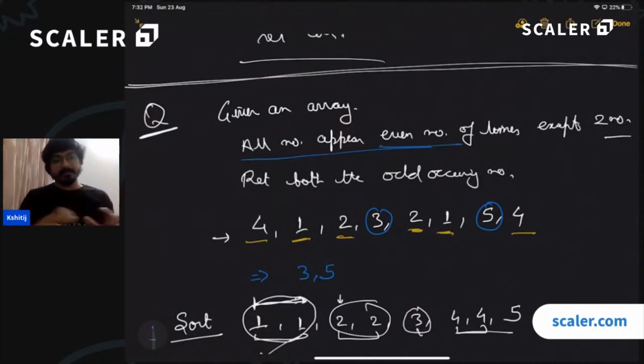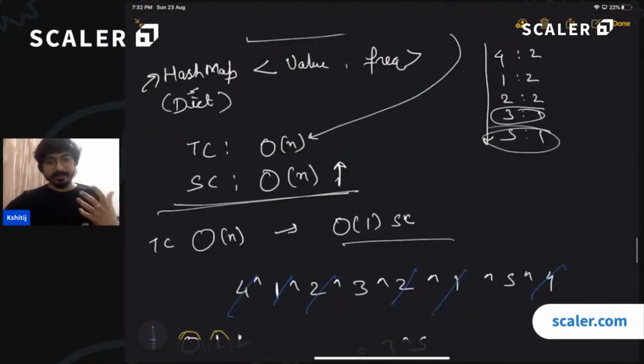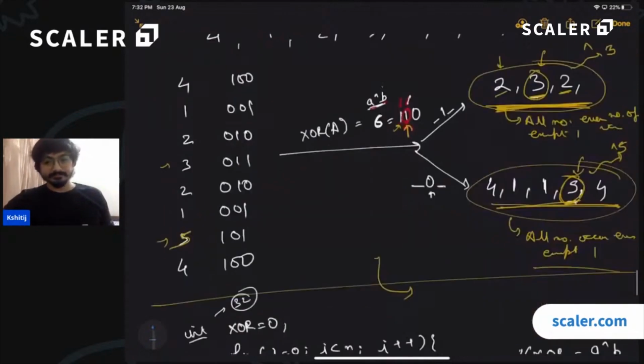So there has to be a bunch of numbers which are appearing even number of times. Then there has to be exactly two numbers which are appearing odd number of times. This is the question. Now you cannot change the language of the question and expect the same approach to work, right?